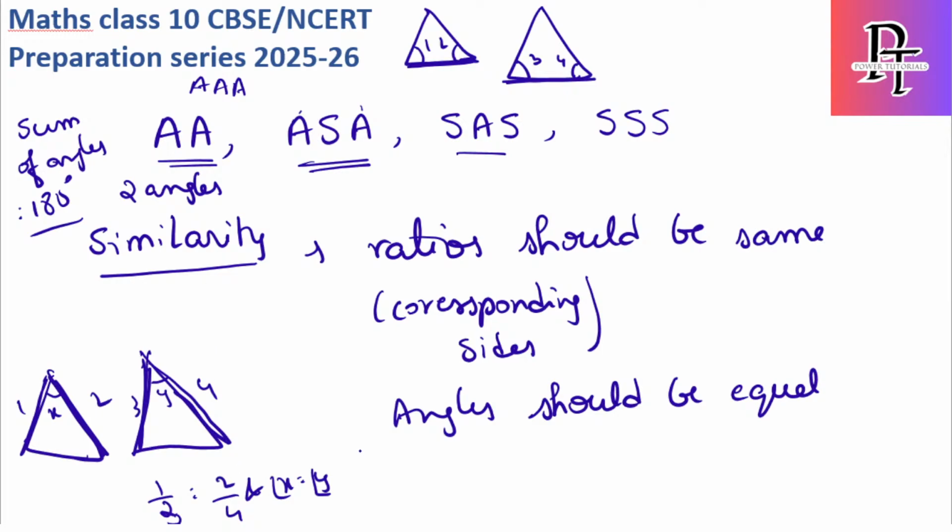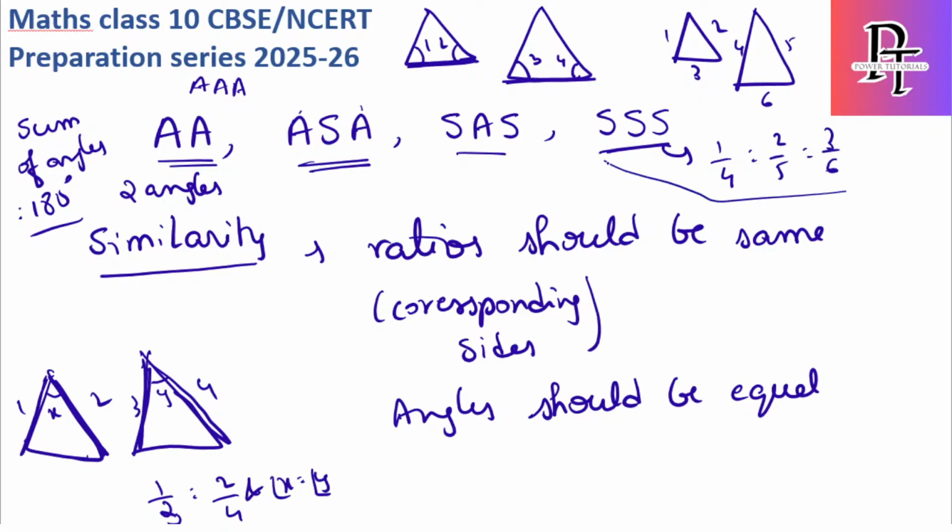And the last one, SSS, means the ratios of all three sides should be equal. Like, if I write the sides here, if I say these are 1, 2, 3 as the sides here, and these are 4, 5, 6, then 1 by 4 should be equal to 2 by 5 should be equal to 3 by 6. If this is satisfied, then using the SSS property, I can say those two triangles are also similar.